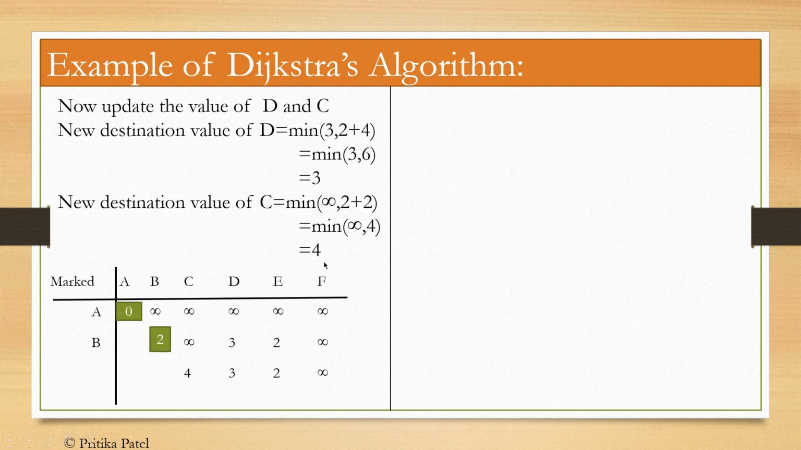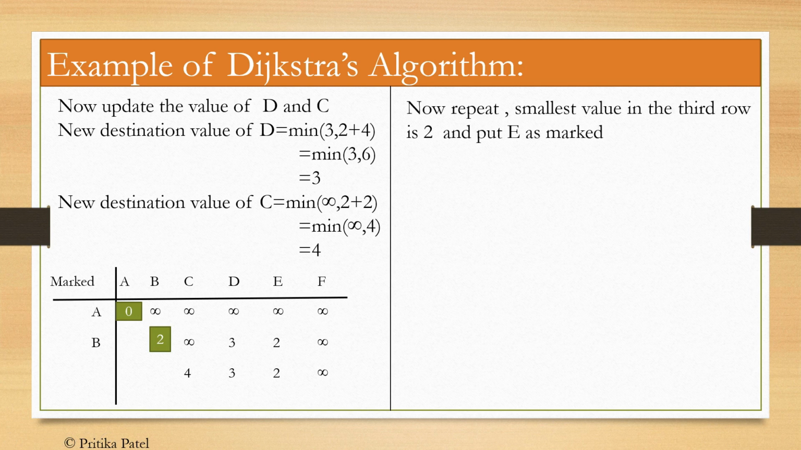The value of D is 3 and C is 4, and the remaining values stay infinity, because we have only updated two vertex values, that is D and C.